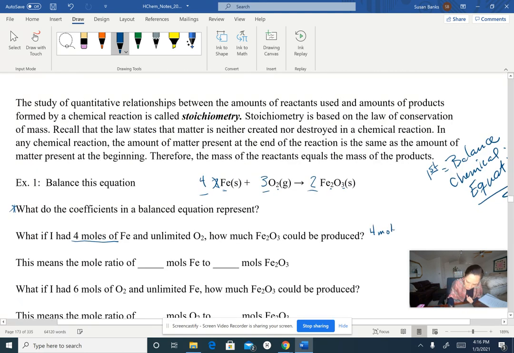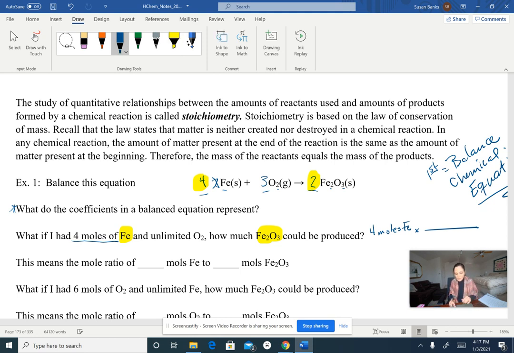So 4 moles of iron. And now what I have to do is I need to look at my balanced chemical equation. And we are going to compare the two coefficients of the things that we want to compare. We want to compare iron and iron 3 oxide. So I am going to grab the coefficients from iron, which is 4 moles of iron, to 2 moles of iron 3 oxide. I'm going to grab those coefficients.